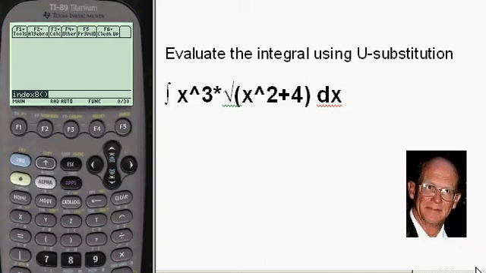This is worthless stuff that doesn't solve anything. Of course, that's calculus, and I'll show you why on this problem. This is the evaluated integral using u-substitution, so let me show you how this works, okay?